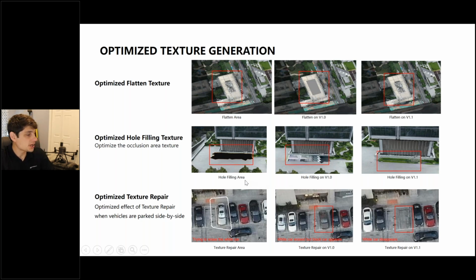We have also seen significant improvements on hole filling and generating that texture in. You can see we kind of have a weird texture underneath the DJI Sky City, one of the buildings there. And with hole filling in 1.1, we have that greatly improved, as well as trying to remove vehicles from parking lots, generating a better texture to cut out that vehicle. So a lot of improvements when it comes to texture repair.